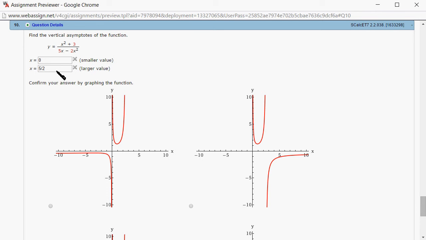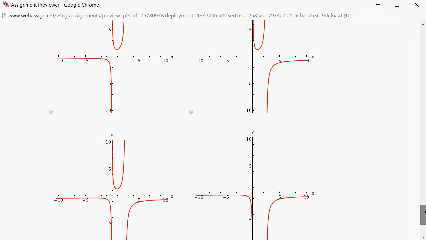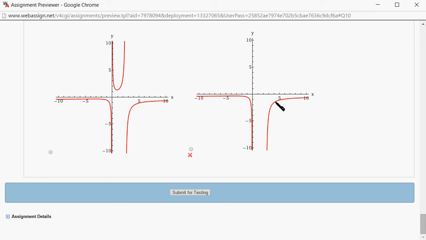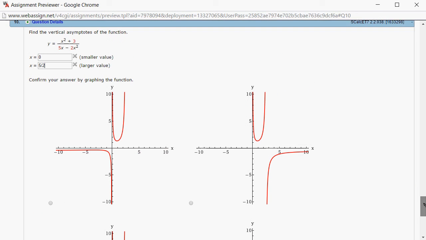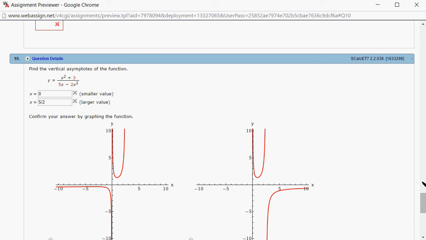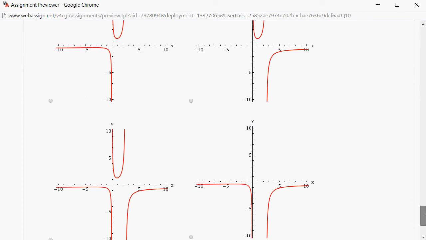Now let's find the correct picture. We have a vertical asymptote at 0 and at 5 halves. This one looks promising, and this one also looks promising. Almost all of them have the right location for the vertical asymptotes, so we have to look at something else. Then we're going to look at the limit and see if we can catch that.